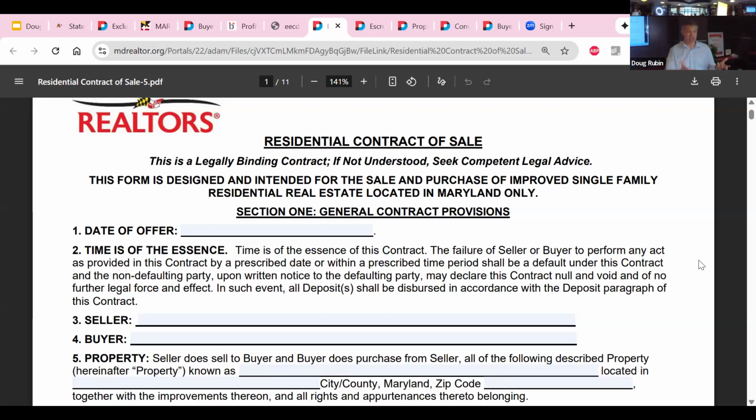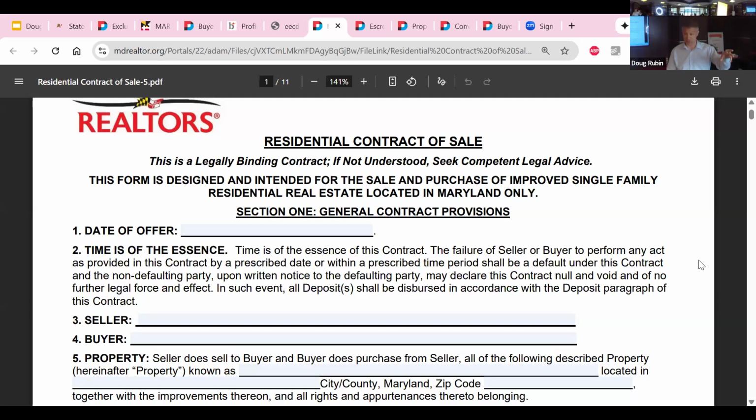If somebody submits a different type of contract, if it's an investor that has their own thing, they can use that contract. A buyer and a seller can sign whatever contract they want, but I can't talk to you about it. Realtors are form filler outers. We can talk about the MAR forms because we know that they have been vetted by real estate attorneys in the state of Maryland.